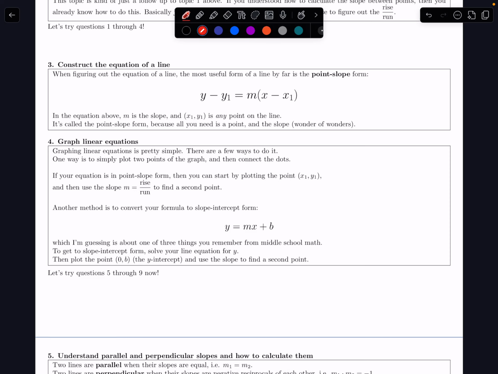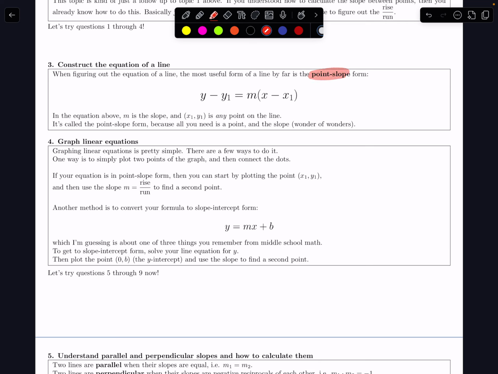Okay, here we go. We're doing topics 3 and 4 in this video. It's about constructing the equation of a line and then graphing that line. First of all, constructing the equation of a line. When you're doing that, there's a few different forms of a line. There's a general form, the slope-intercept form. But to me, the most important one, the most useful one, is the point-slope form.